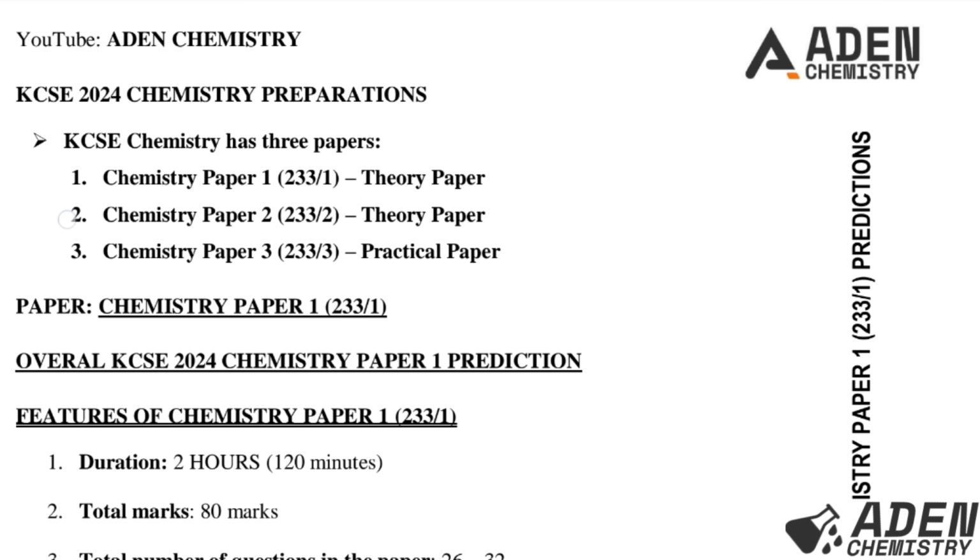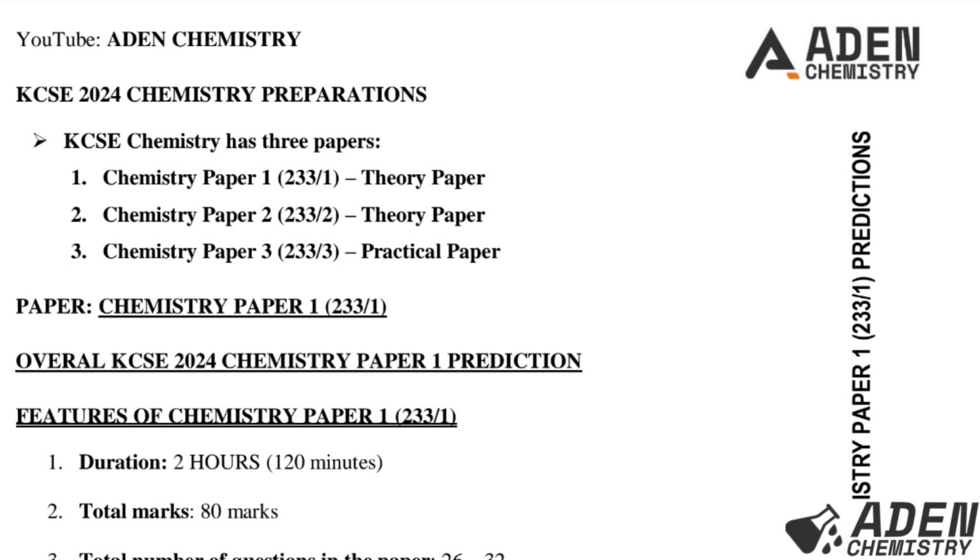Then number 2, we're having chemistry paper 2. Its code is 233/2, and it's also another theory paper. So number 3, we're having chemistry paper 3. Its code is 233/3, and it is a practical paper.